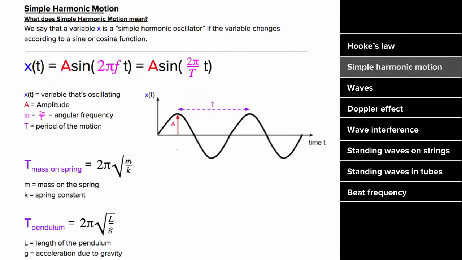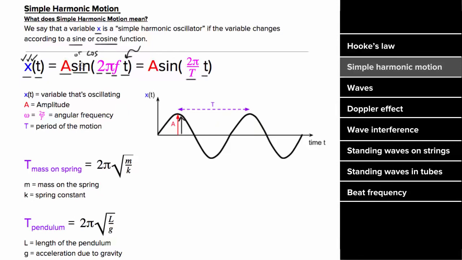What's a simple harmonic oscillator? A simple harmonic oscillator is any variable whose change can be described by a sine or cosine function. What does that function look like? It looks like this. The variable that's changing is a function of time, which could be the vertical position of a mass on a spring, the angle of a pendulum, or any other simple harmonic oscillator. It is going to be equal to the amplitude of the motion, which is the maximum displacement from equilibrium, times either sine or cosine of 2 pi times the frequency of the motion times the variable t, which, since frequency is 1 over the period, you could write as 2 pi over the period times the time variable t.